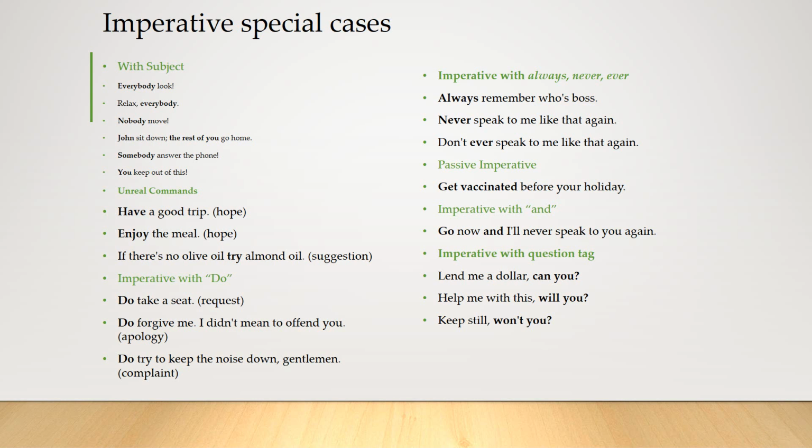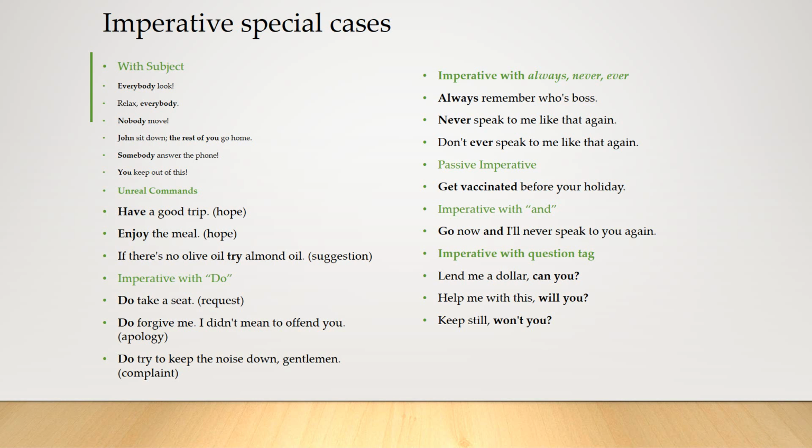Case number 4, imperatives with always, never, and ever. So the words always, never, and ever come before imperatives, as in these examples. Always remember who's boss. Never speak to me like that again. Don't ever speak to me like that again.